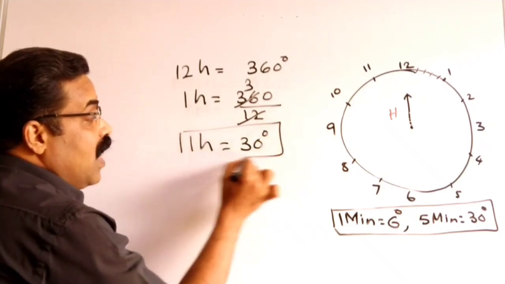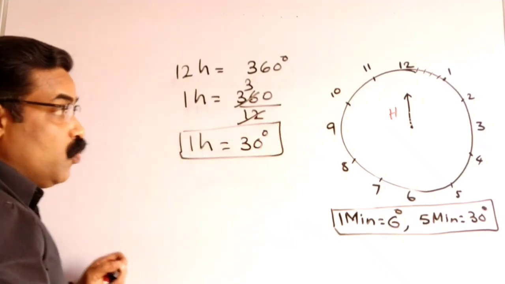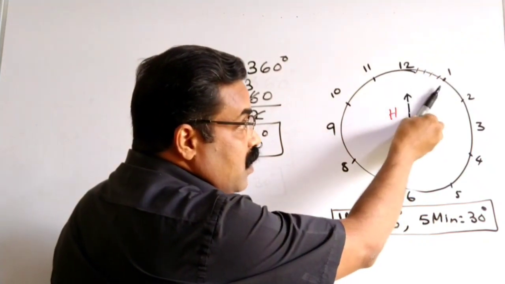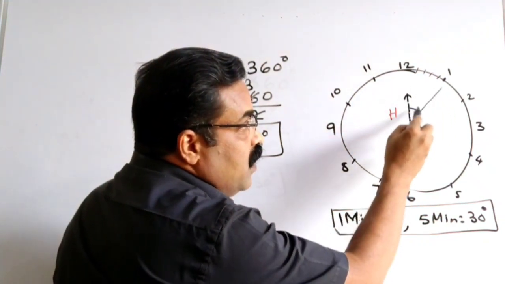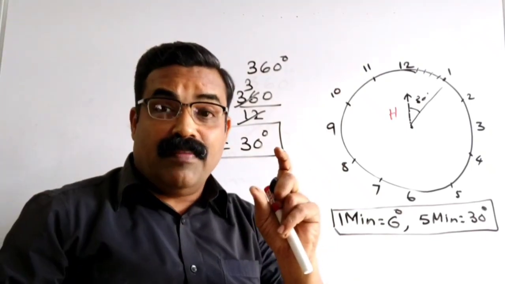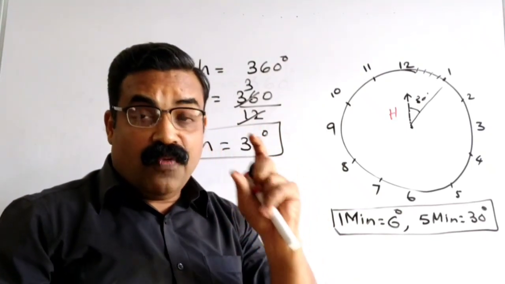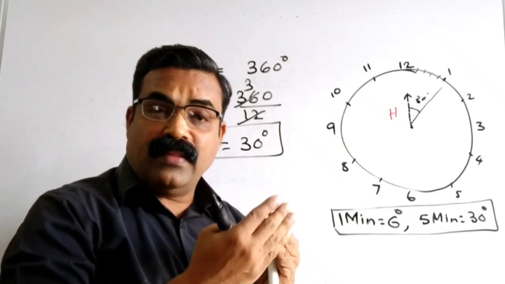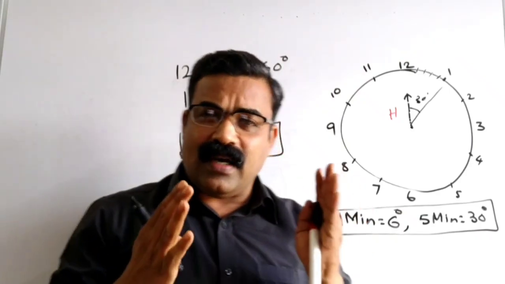By which hand? Hour hand. So 1 hour means from here to here, this angle will be 30 degrees. Every 1 hour, the hour hand will make 30 degrees. So these are the basic concepts, students.